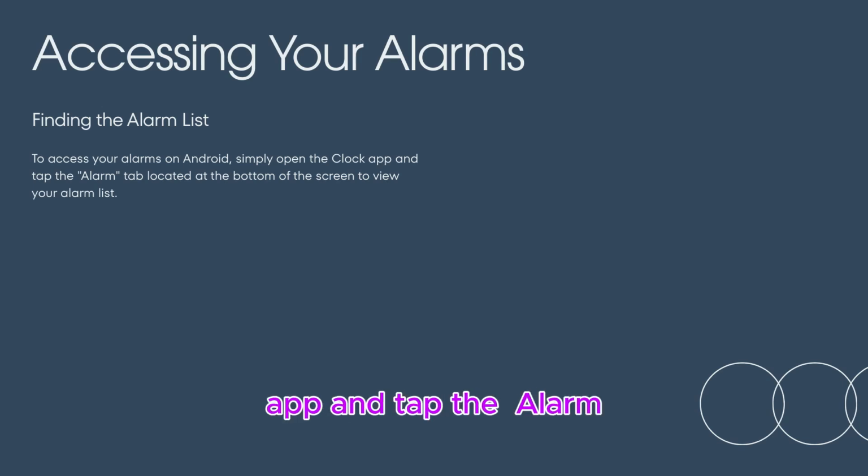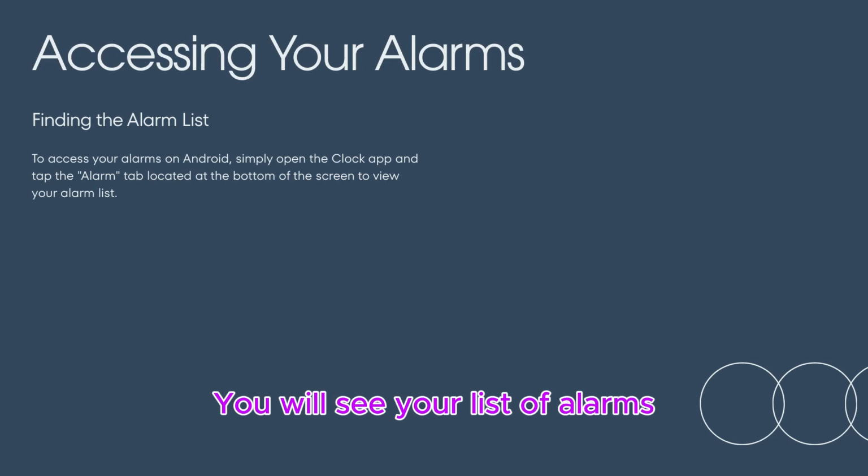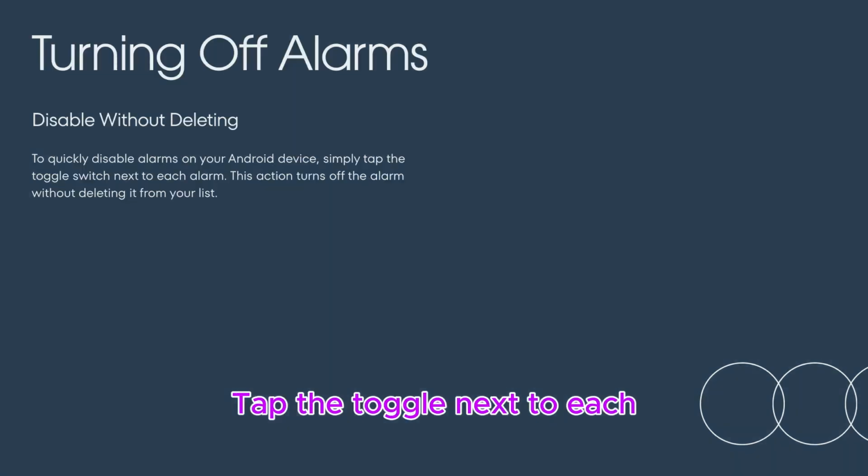Open the clock app and tap the alarm tab at the bottom. You will see your list of alarms. Tap the toggle next to each alarm to turn it off, but this does not delete it.